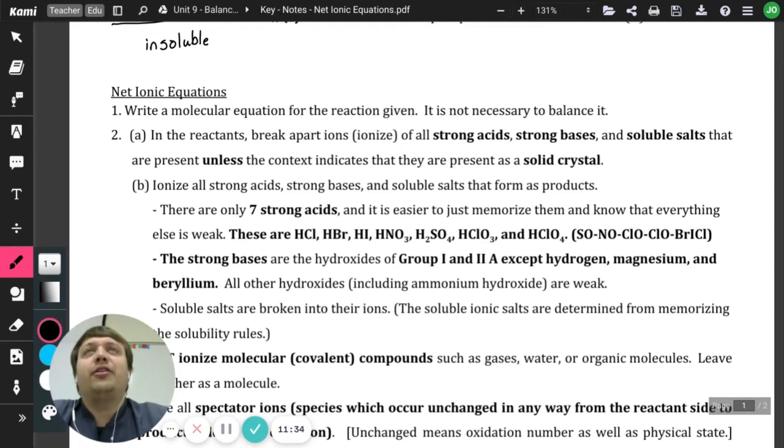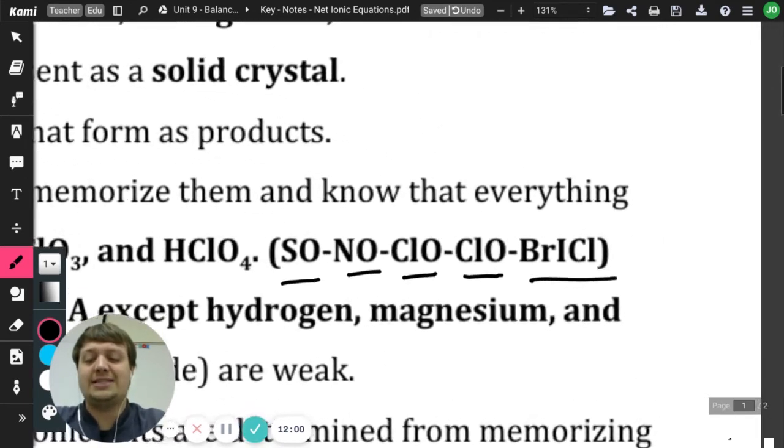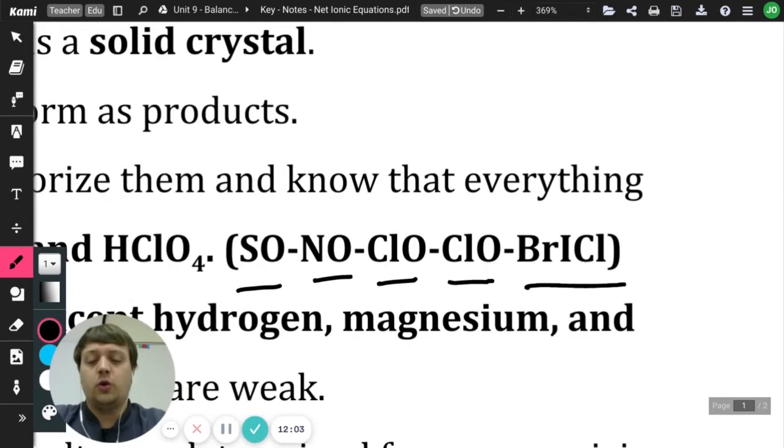So how do I know if something's a strong acid? Well, since there's only 7, it's easier just to memorize those 7. Those 7 are hydrochloric acid, hydrobromic acid, hydroiodic acid, nitric acid, sulfuric acid, chloric acid, and perchloric acid. I've always remembered this as "so, no, clo, brickle." That helps me remember those 7 different acids that are strong.